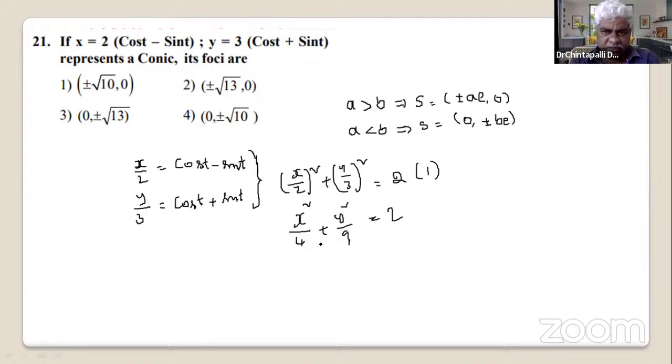Dividing both sides by 2, so that we can get the standard equation of ellipse: x square by 8 plus y square by 18 is equal to 1. It is a square, it is b square. Here, which formula is used? First formula or second formula?